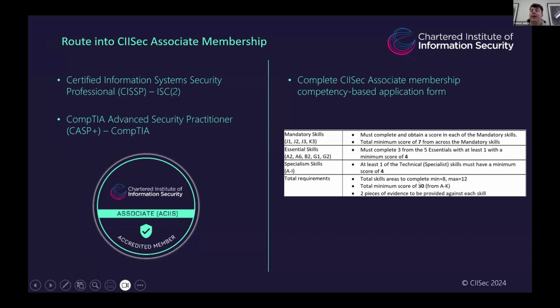How many you need to do would depend on how far away you are from meeting the score requirements. But you could do a minimum of 8 skills or up to a maximum of 12 for that. So I understand this is probably quite a lot of information to hit you with all at once. So if anyone does want some further information, please do follow up afterwards. I'd be more than happy to have a conversation with everyone.